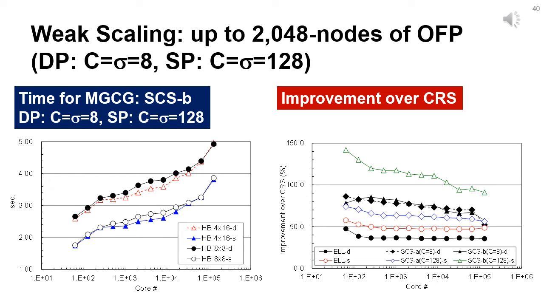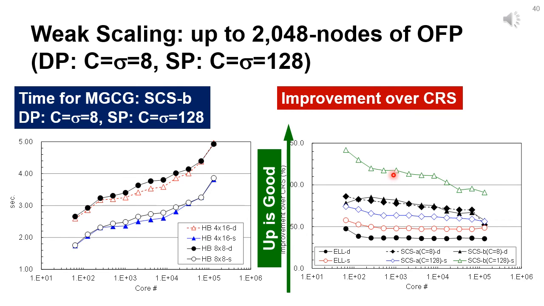Another figure shows the rate of improvement of performance over CRS by sliced ELL, SCSA, and SCSB. Generally, the rate decreases as the number of nodes increases. This is mainly because of communication overhead at the coarse level and the coarse grid solver. In the present work, sliced ELL is applied to the coarse grid solver. If SCSB is implemented in the coarse grid solver, it is expected that the performance of the coarse grid solver will be improved for a large number of nodes.